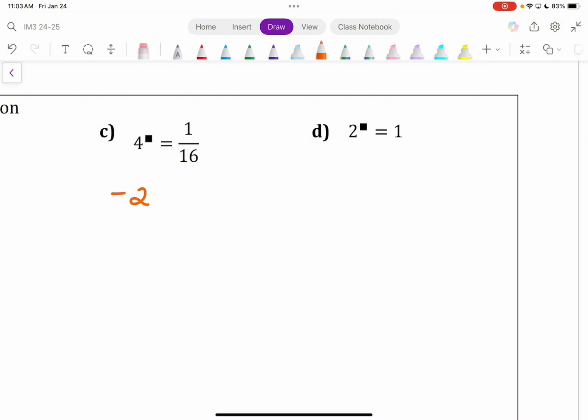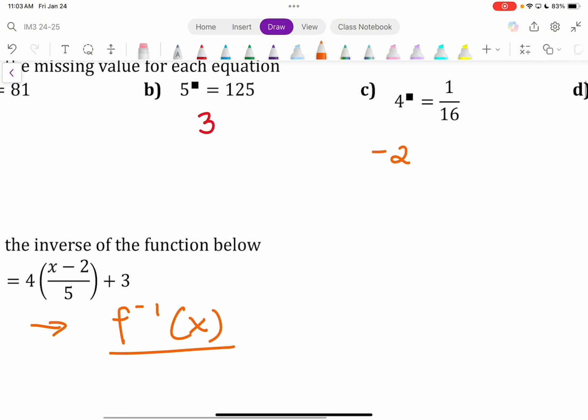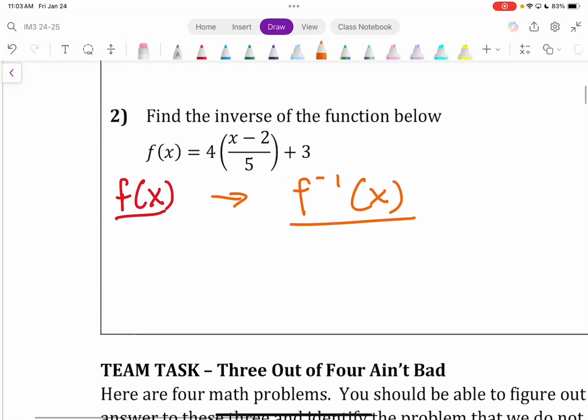And then lastly, we have a property here for D. Any number to this power is always going to equal 1. What is the power? 0. So this is to the 0 power. Okay. All right.